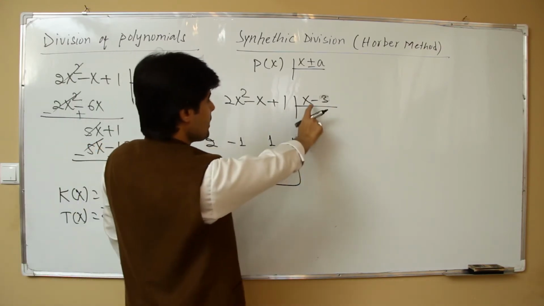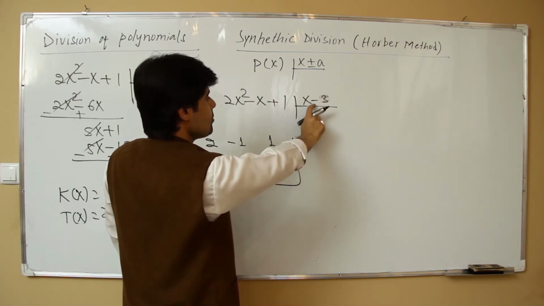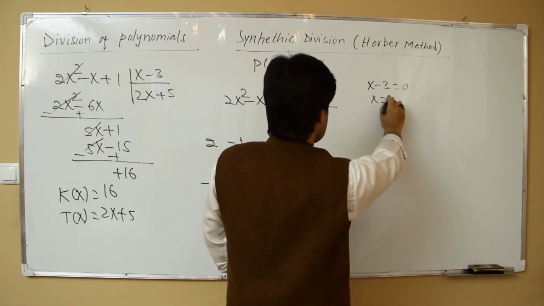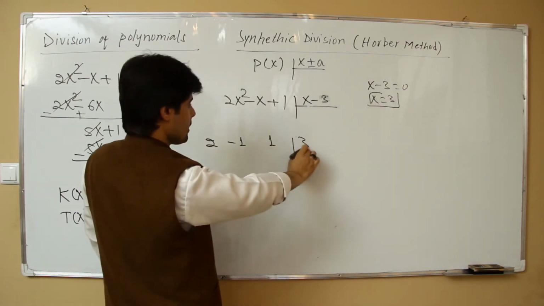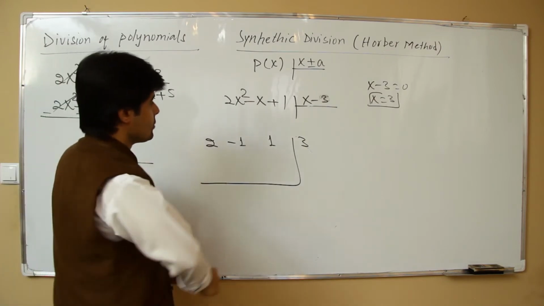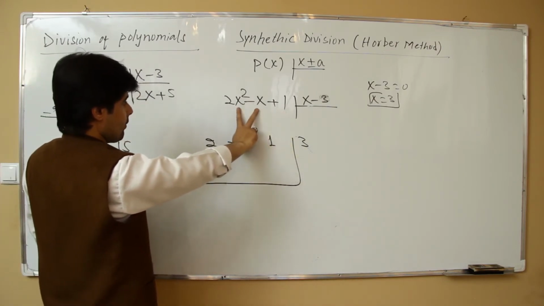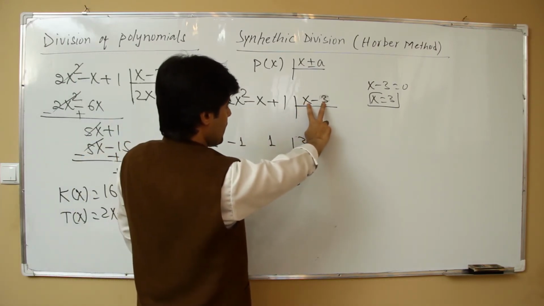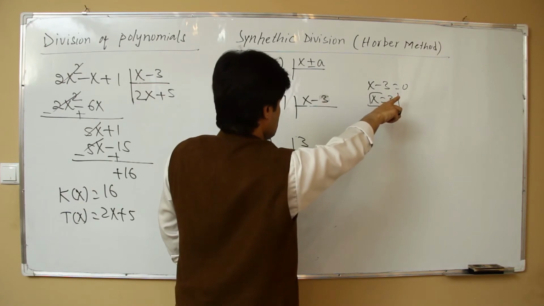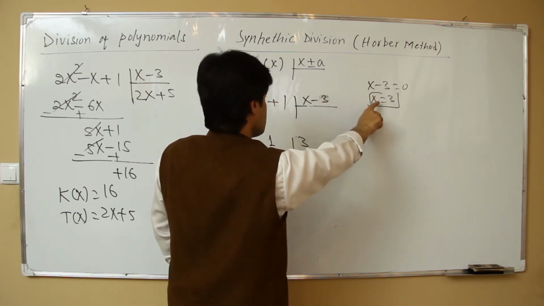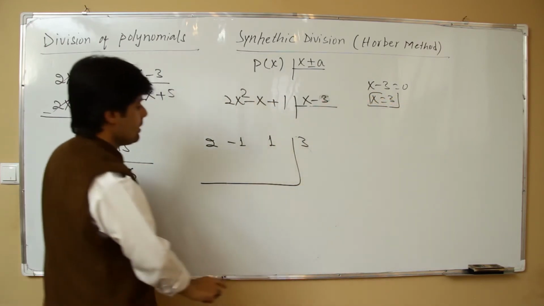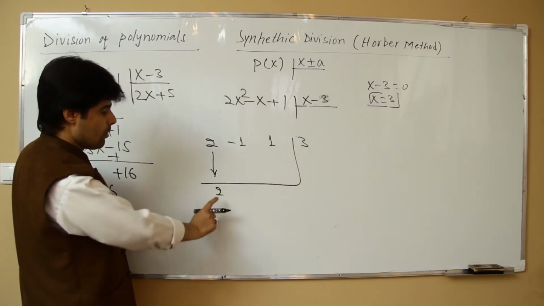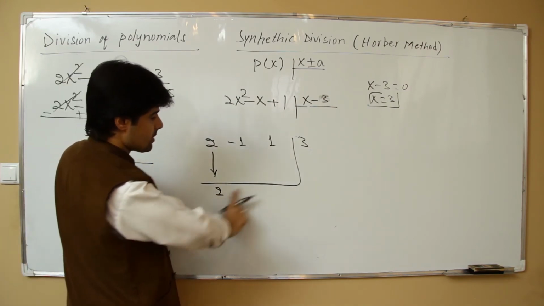What's the coefficient? It's 1. Now try to find the zero of this divisor. X minus 3 equal to 0, it is x equals 3. Now put here 3. Just take the coefficients of the polynomial p(x), I mean the dividend, and put the divisor equal to 0. Try to find the zero point. The zero point for this one is 3. Then bring down straight to here. Now multiply this one with this term.